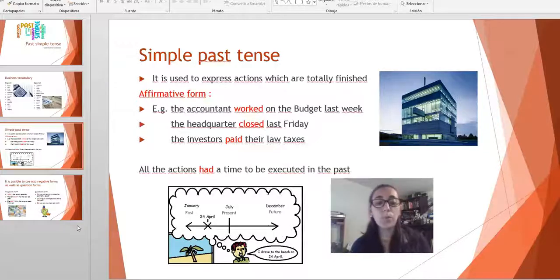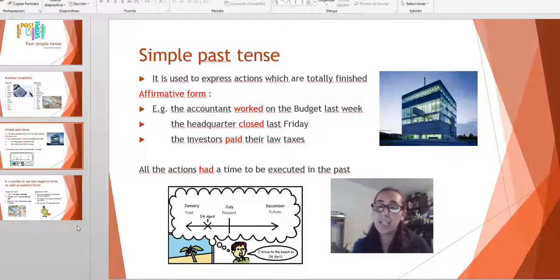The second form, it will be the second example. We have the headquarters closed last Friday. So closed will be a regular verb in past, okay? And headquarters is sede, oficina, o sucursal. Very good. Next one, we have the investors. The investors paid their low taxes, right? So we have the verb paid, which is irregular in that case, and we have the word taxes, which is impuestos. Very good job.